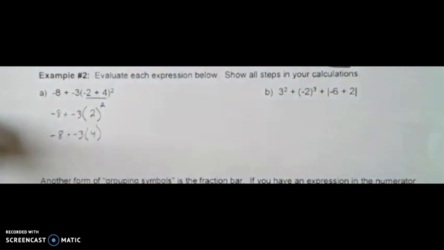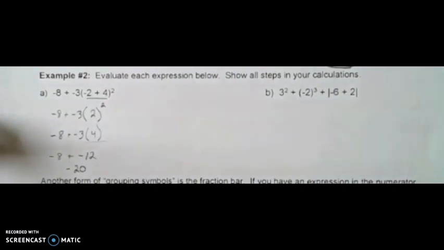Okay, looking at this now, I see addition and I see multiplication. I'm going to do the multiplication, so -8 plus -3 times 4. A negative times a positive is a negative, so that's going to give us -12. And the last thing we're going to do is -8 plus -12, which is -20.